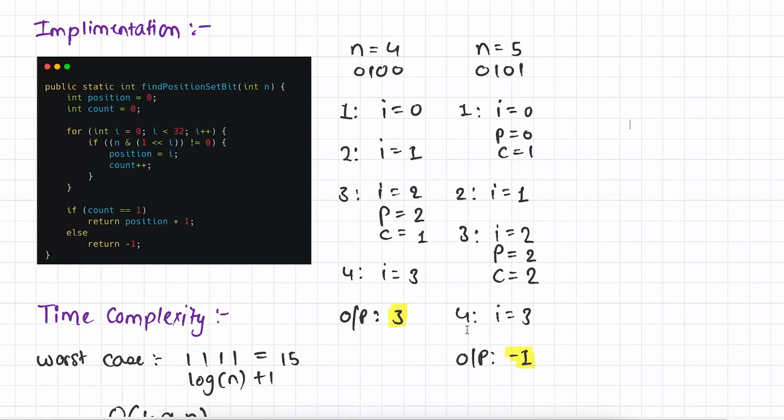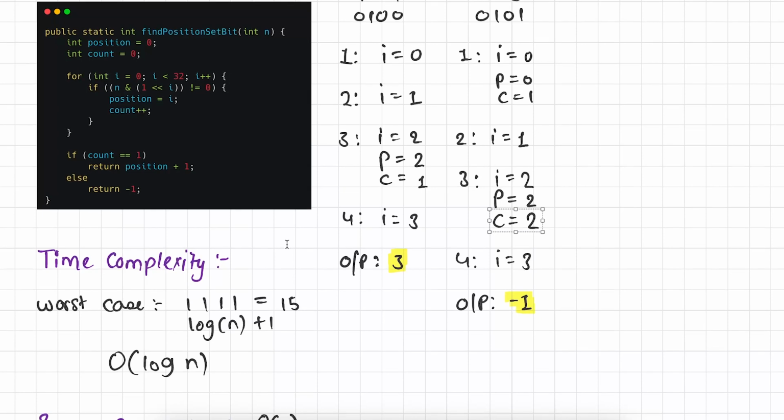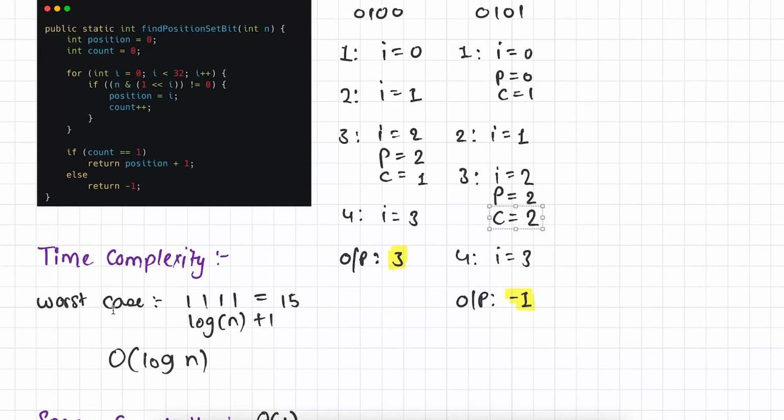And -1 gets printed on the screen. Why? Because this time the value of the count variable is 2. It means there are 2 set bits in this number. And when we hit this condition, we simply return -1. Okay, clear.